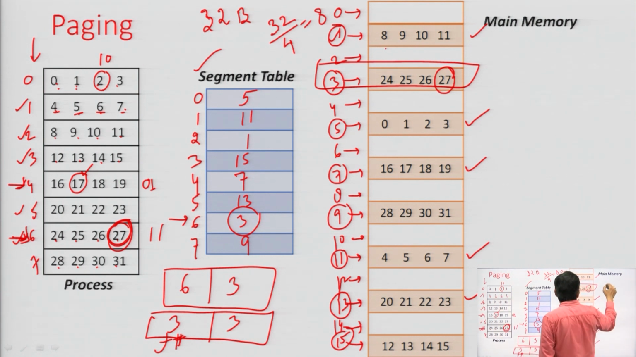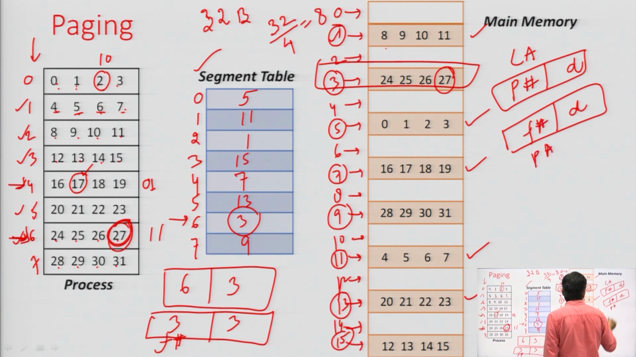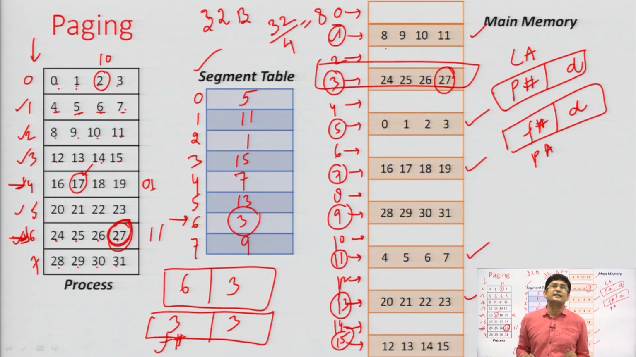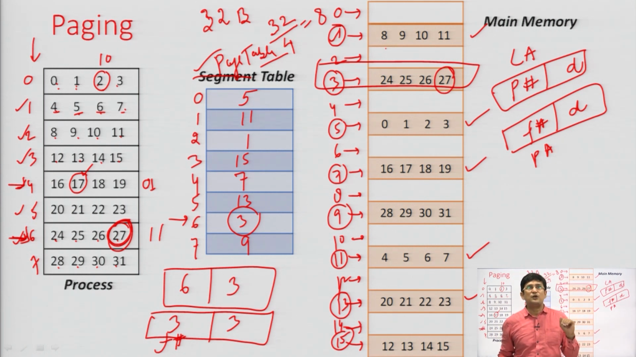So the logical address will contain page number and offset, and the physical address will contain frame number and offset. So this is the physical address. The page table is helping us to achieve the address translation from the logical address to the physical address, and we will be maintaining the page table for each process.